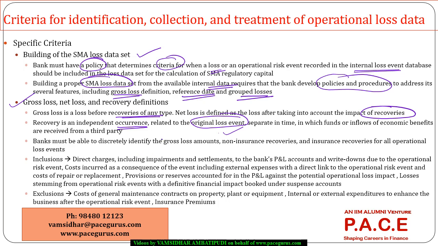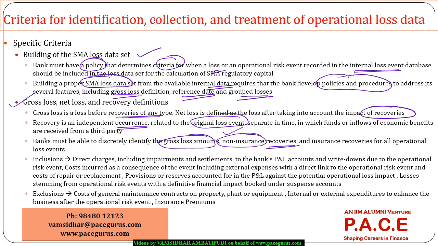So there should be a clear-cut identification from the banks. What is the gross loss amount altogether? Recoveries, how much are they? One, insurance related recoveries, how much is coming because of the insurance policy and how much is a non-insurance related recovery. All needs to be very discretely identified.